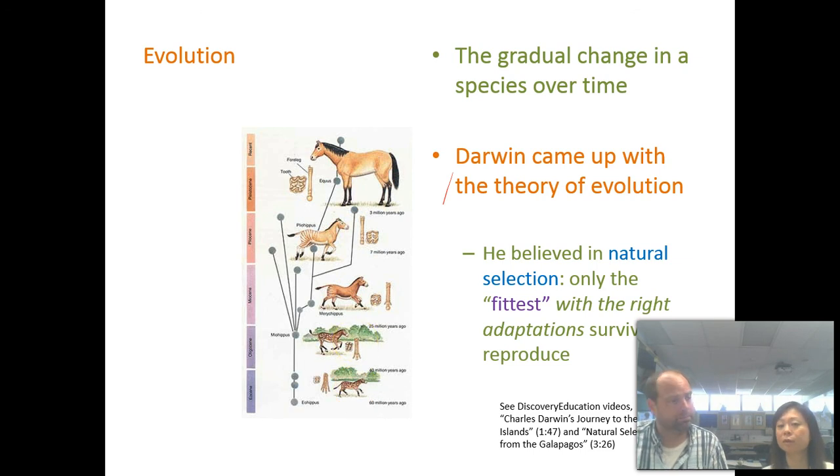And the hooves are different. The hooves were different too. I did not know that. But it's a gradual change in the species over time. And when I say gradual, I'm talking probably many thousands of years, if not millions of years, that this change occurs.